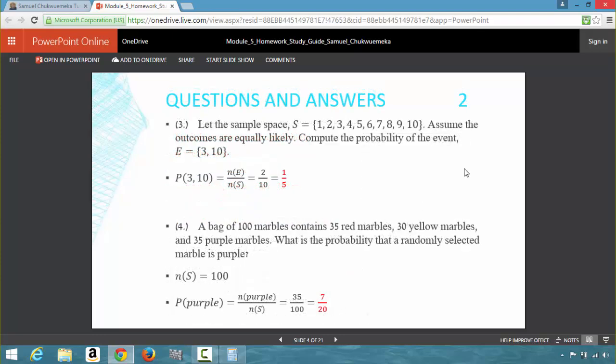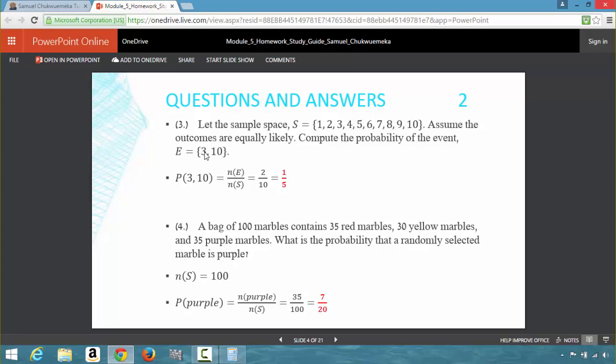Question 3, we have the sample space consisting of numbers 1 through 10, 1 and 10 inclusive. Assume the outcomes are equally likely. Compute the probability of the event. So if we look at these, the event has 2 numbers here. So the cardinality of this event is 2. The elements in the set, the event is a subset of the sample space.